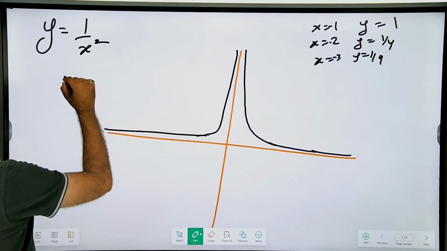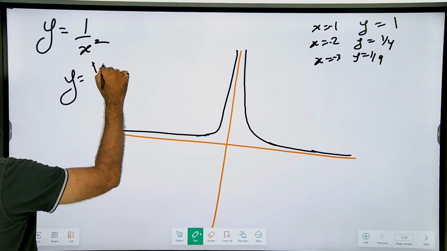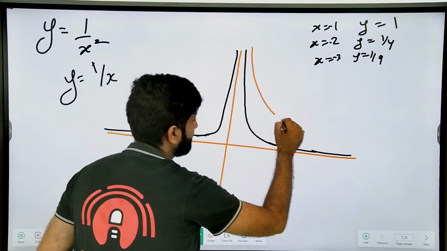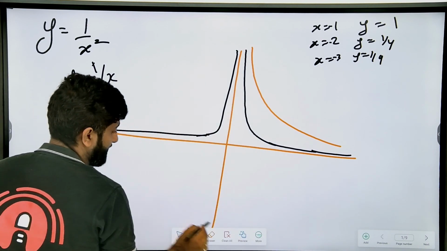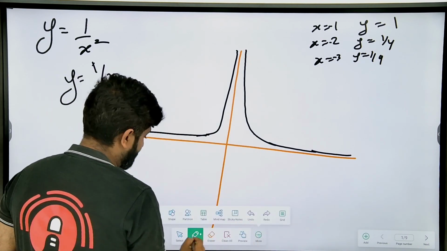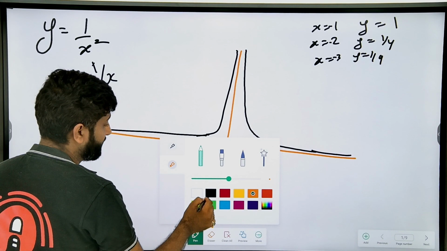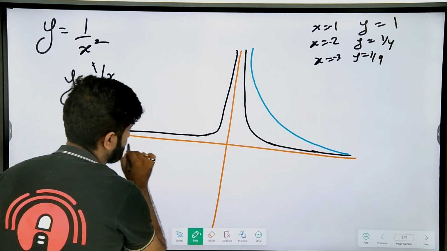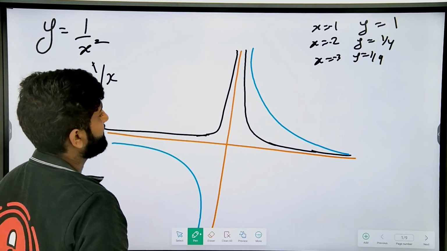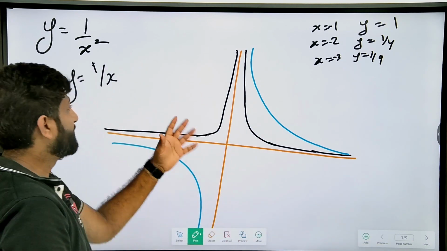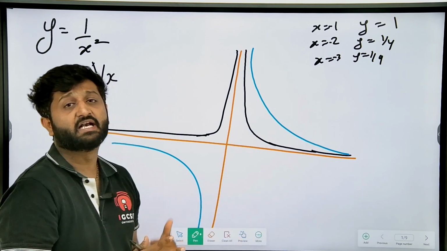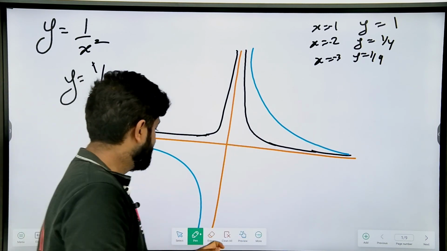Now in the same graph, if someone tells me to plot 1 by x, it would be a less steep graph than 1 by x square. Let me just plot it over here. The graph of 1 by x is going to look like this, right? A less steep curve than 1 by x square, because when I am increasing the value of x, the value of y is reducing less significantly, right?